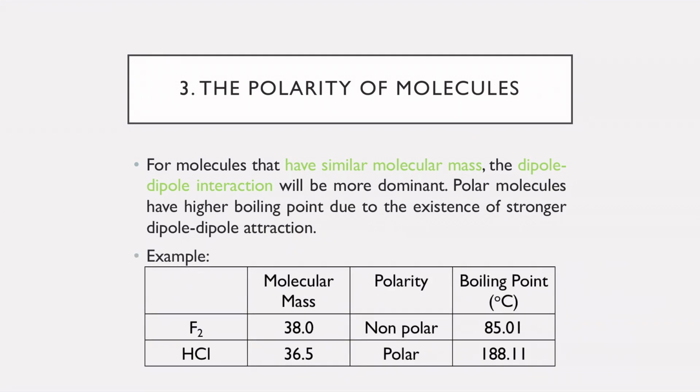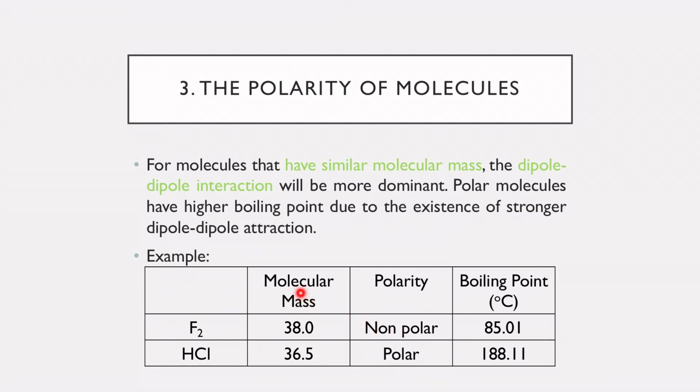If you look at this example here, this fluorine molecule and this hydrochloric acid molecule have similar molecular mass. Cuba tutup yang polarity tu, kan? If you just look at this, the molecular mass is quite similar. But the boiling point is different. It's very much different. So HCl has higher boiling point than fluorine molecule.